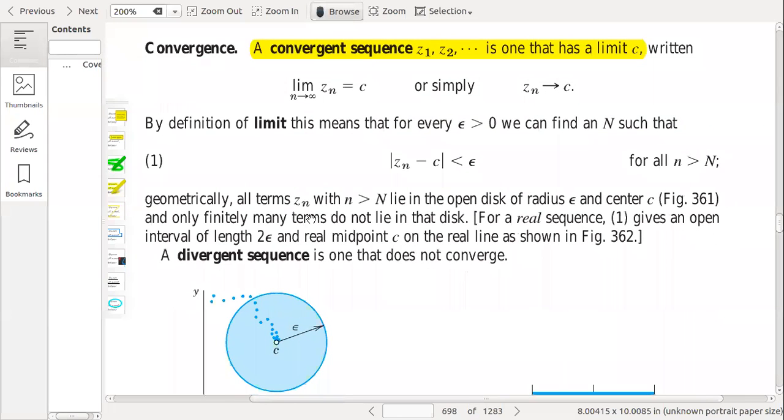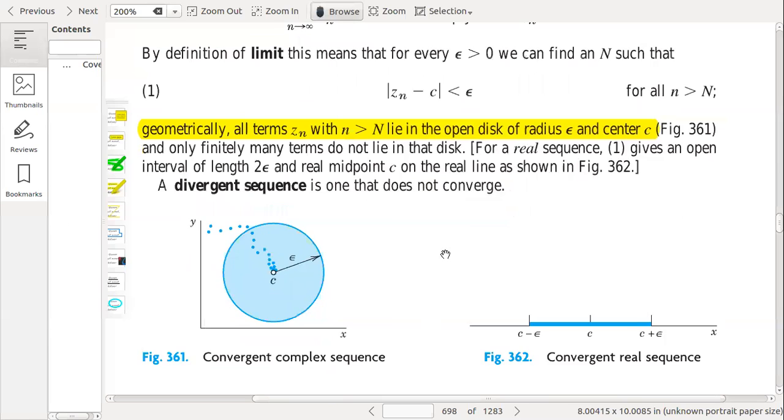Geometrically, all terms Zn with n greater than N lie in the open disk of radius epsilon and center C. So if we ask what the geometrical interpretation of a convergent sequence is, we can say that geometrically all terms Zn with n greater than N lie in the open disk of radius epsilon and center C. Then we can say that the limit as n approaches infinity of Zn is equal to C.